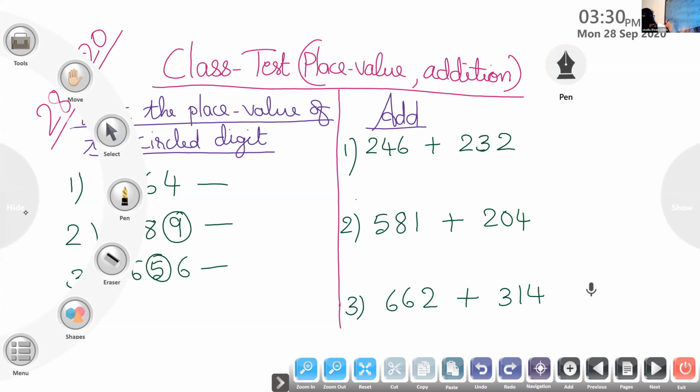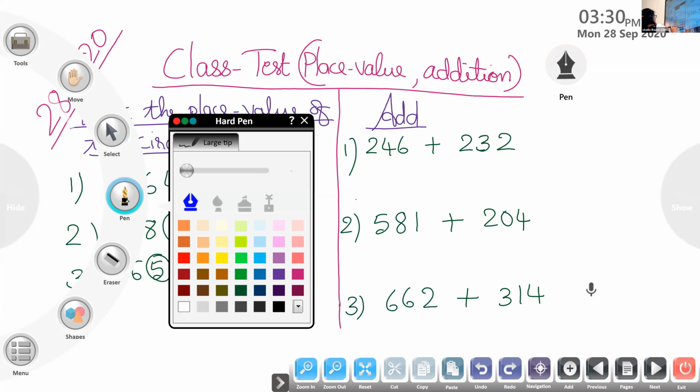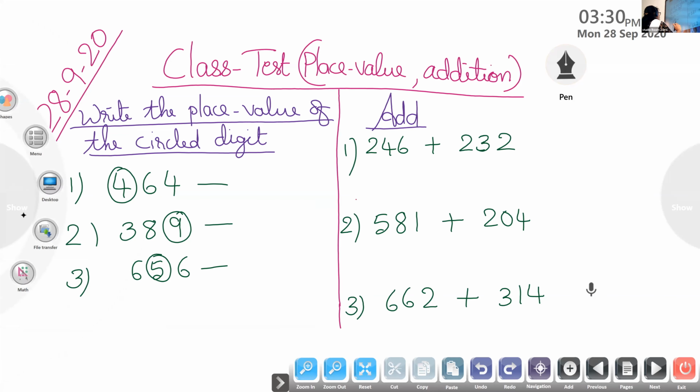Second one, 582 plus 204, third one 662 plus 314. Five minutes for doing it, then I will start asking the questions. I'm giving you only 5 minutes because place value is very easy. You have to just write the number and put the zeros if needed. Addition, you have to do little.